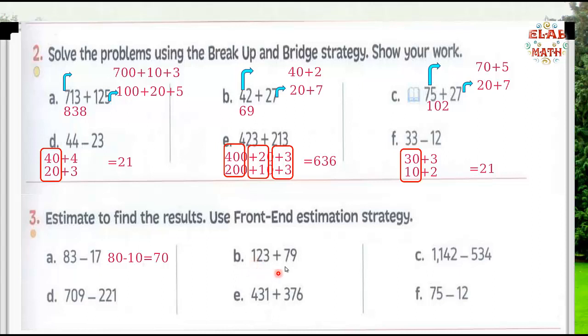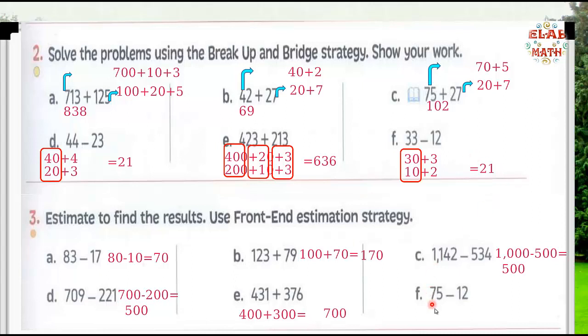Letter B, 100 plus 70 equals 170. Here 1000 plus 500, but here we have subtraction. 1000 minus 500 is equal to 500. 700 minus 200 equals 500. 400 plus 300 equals the sum is 700. Last one in question 3, 75, it will be 70, minus 10 equals 60.